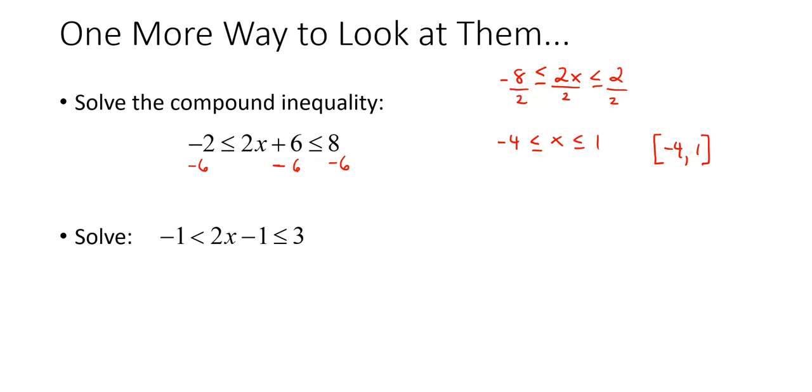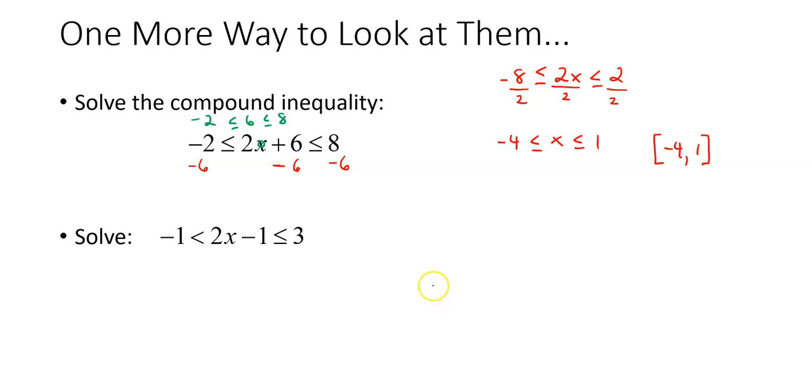Try 0. 0 is the easiest one. If you put a 0 in for x into the original inequality that I had there, you're going to get negative 2 less than or equal to, well, 2 times 0 is just 0, plus 6. And sure enough, 6 is both greater than negative 2 and less than 8. Works.